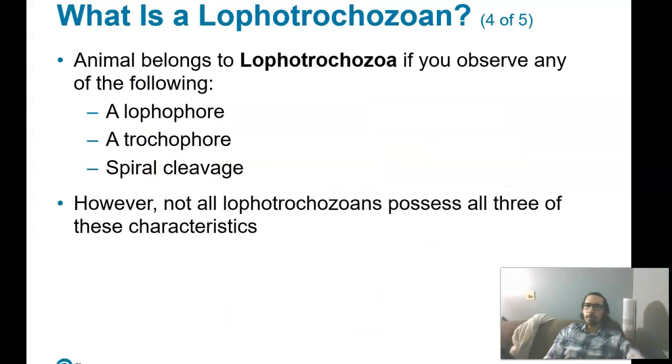Animals that belong to Lophotrochozoa can have any of the following. They can have a lophophore or a trochophore larva or the spiral cleavage. Okay, but one thing you're not going to see is all the Lophotrochozoans possessing all three of these characteristics.